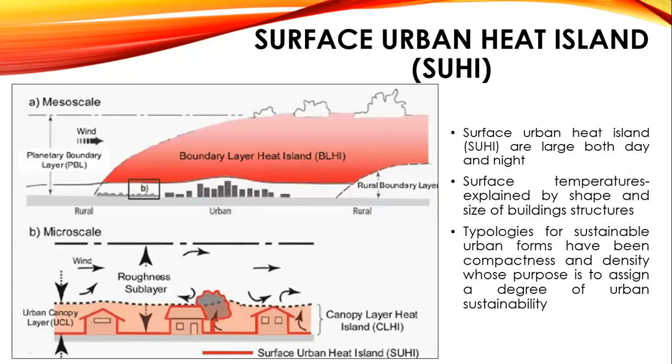Surface urban heat islands tend to be very large both during the day and the night. This is an illustration of the boundary urban heat island, and this is the canopy, and this is the surface. For the surface, these are the buildings that are being seen, highlighted in red. The surface urban heat islands are mainly analyzed by using the surface temperature, and this surface temperature can be explained by urban structure and form, by the shape and size of building structures.